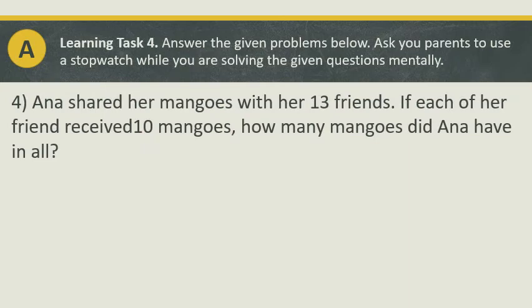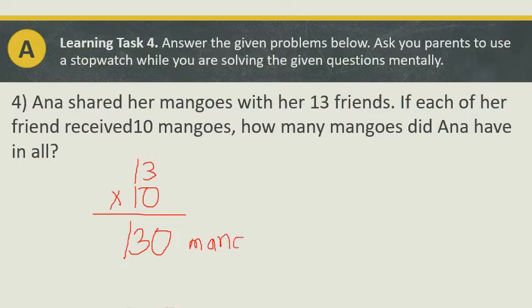Number 4, Anna shared her mangoes with her 13 friends. If each of her friends received 10 mangoes, how many mangoes did Anna have? Okay, so merong 13 friends si Anna, and then binigyan niya lahat, kada isang friend niya, binigyan niya ng tig 10 mangga. So ngayon, ilan daw lahat yung mangga ni Ana? So naalala natin pag times 10, so copy lang natin yung ating multiplicand and then add lang tayo ng 0. So ang answer natin dito is 130 mangoes.